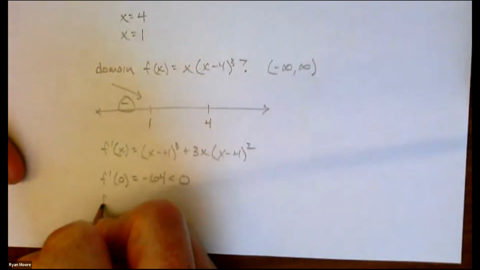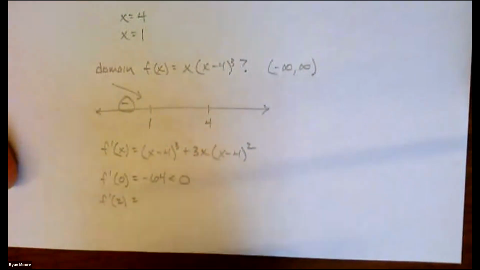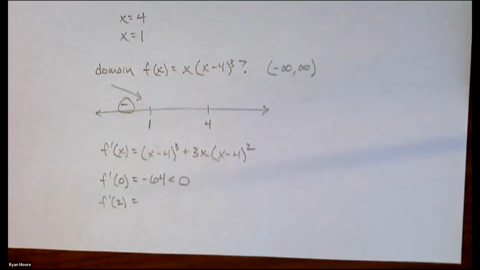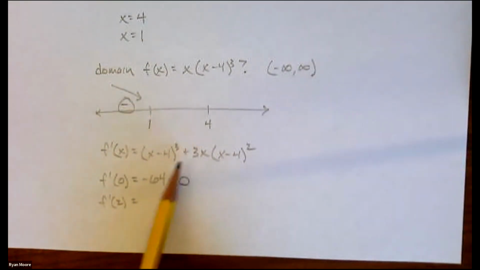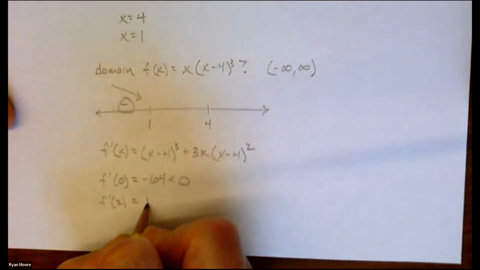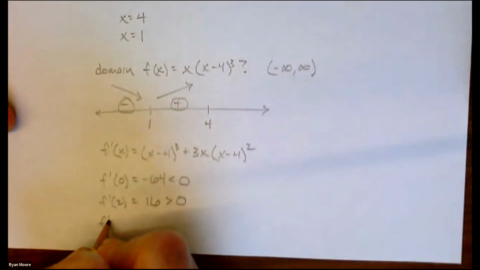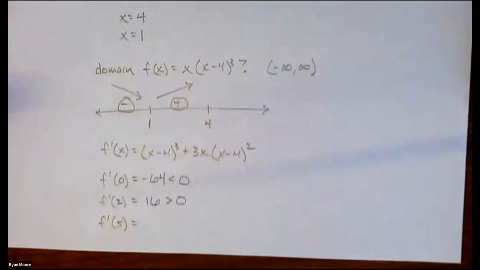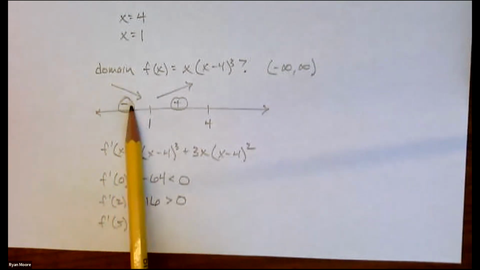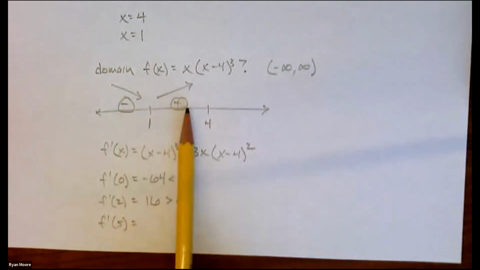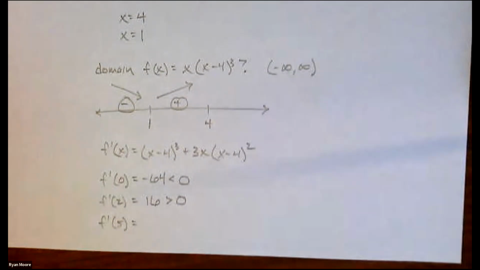Okay, how about 2, f prime of 2? If you put that in, I'll let you check my work. I got positive 16. So plus, up arrow, right? And finally 5. Now you might be thinking, like a lot of people do, hey, once you have one of them, don't they always just alternate positive, negative? No, they don't always do that.